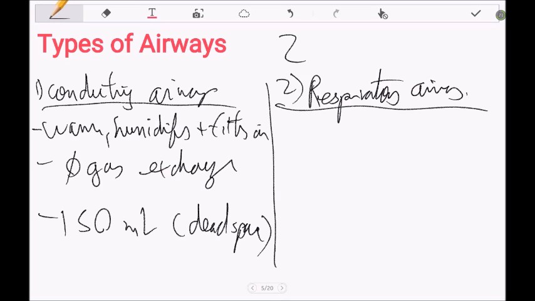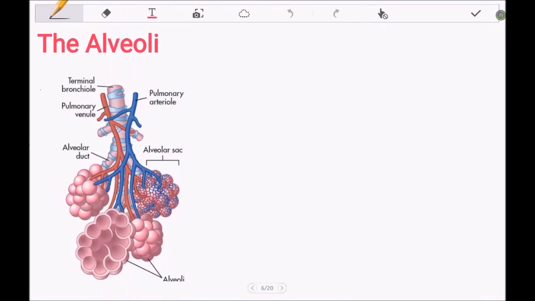Now the respiratory airways are composed of the respiratory bronchioles and the alveoli. And as you have guessed, the function of the respiratory airways is gas exchange, which is a very, very important function of the respiratory system. Now we're going to talk about the alveoli. The alveolus is the smallest unit in the lung.